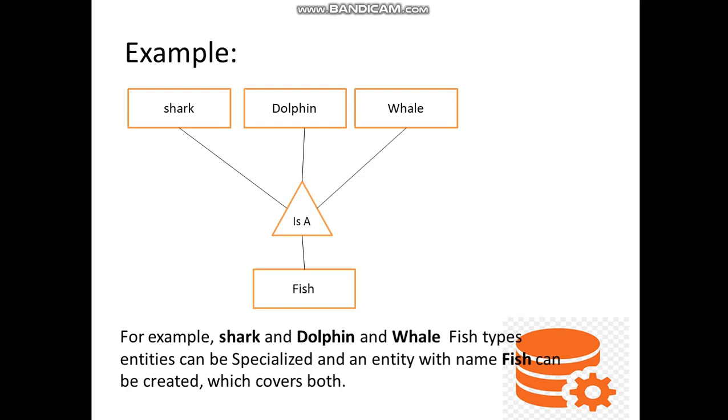It's possible. For example, see, we have lower level entities as shark, dolphin, whale, and then we are using is a relationship, and next entity is fish. So the example, shark, dolphin, and whale fish types entities can be specialized, and an entity with the name fish can be created which covers both.